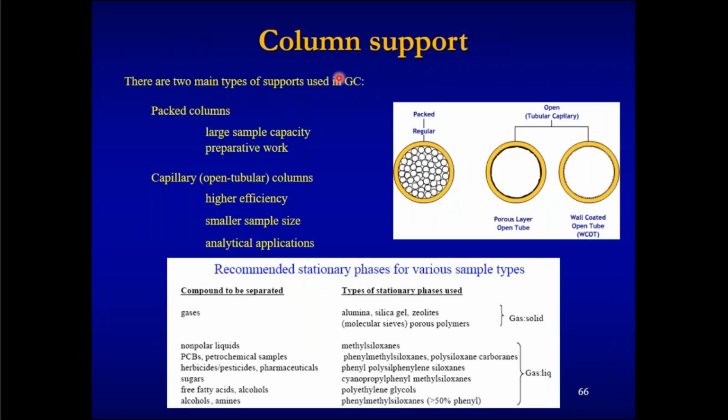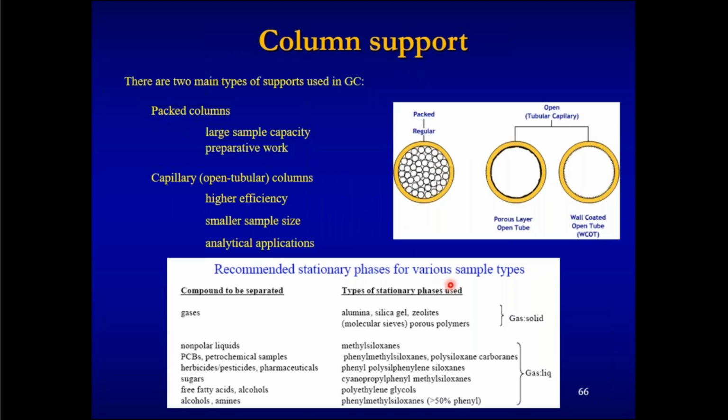Now we come to the column support. There are two main types of support used in GC. The packed column has large sample capacity and is generally used for preparative work. Capillary or open tubular columns could be again of two types, wall coated and porous layer open tubular column. They give you higher efficiency and smaller sample size, and are used for analytical applications because the amount of sample that can be loaded is very small. It's only used for analytical purposes, whereas a packed column can be used for preparation.